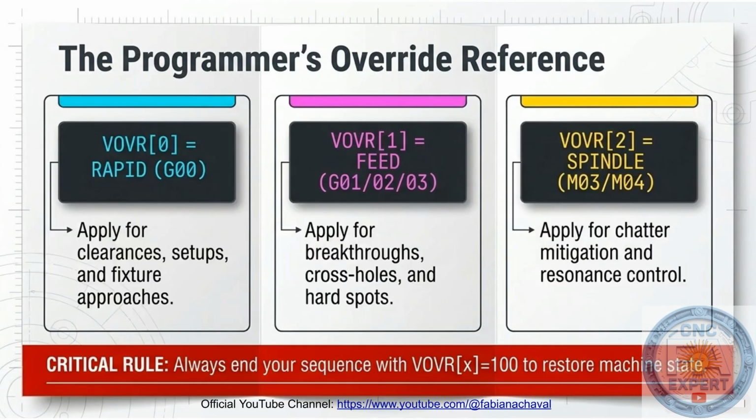To summarize, use VOVR0 for clearances, VOVR1 for breakthroughs, and VOVR2 for chatter. Just remember the critical rule. Always end your sequence with VOVRx equals 100 to restore the machine state.